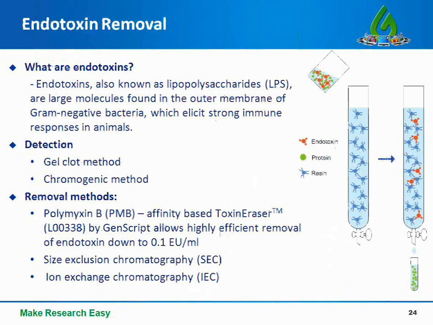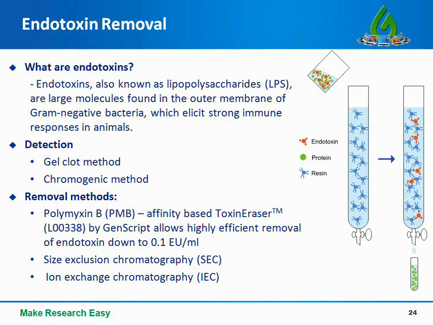For certain applications, endotoxin, one type of the impurities present in protein samples, may need to be well controlled at a certain limit. First, what are endotoxins? Endotoxins, also known as LPS, are large molecules found in the outer membrane of gram-negative bacteria, which elicit strong immune responses in animals. To measure endotoxin levels in the protein sample, either the gel clot method or the chromogenic method can be used. To keep the endotoxin level under the required limit in the sample, there are three routinely used methods to remove endotoxin.